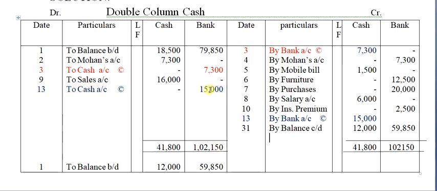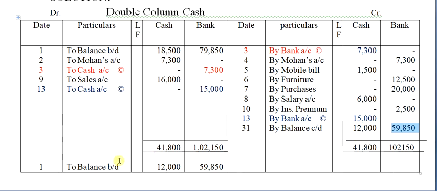Now the bank balance: total it on the debit side as well as the credit side of the bank columns. You will get 1,02,150 as the highest total. The same total goes to the credit side of the bank column: 1,02,150 minus 7,300, minus 12,500, minus 20,000, minus 2,500, you will get 59,850 as the closing bank balance, my dear students.